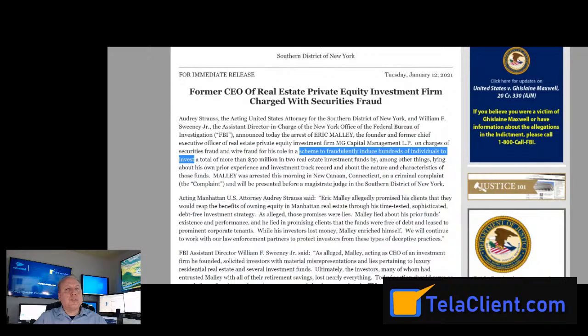Even though this was a real estate scheme, it's the same as what this other person just asked about in the chat, where they said sketchy individuals promoting certain penny stocks, right? That's a way to induce individuals to invest. And that's really what a scam boils down to, inducing somebody to invest. In this case, they induced people to invest $50 million into funds.